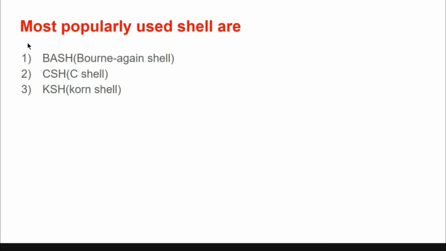So these are the most popularly used shells. The first one is bash, the Bourne Again Shell. Basically, it is the most common shell in Linux, and it's a free shell. Then CSH, we can call it the C shell. Basically, the C shell syntax and usage are very similar to the C programming language. And another one is KSH, that is the Korn shell.